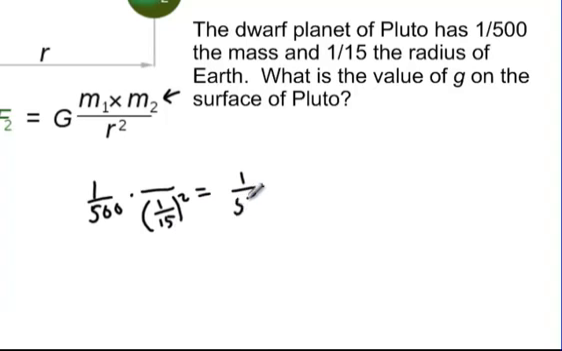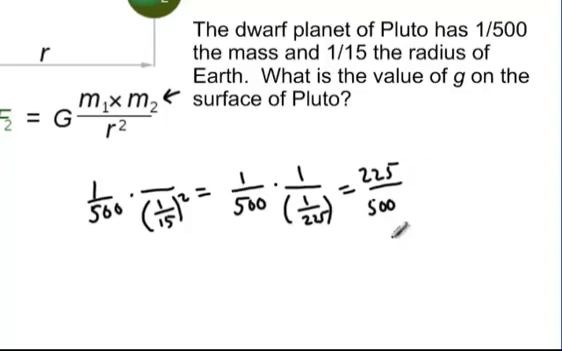We still have 1/500th from the top, because that's proportional. But 1/15th ends up being 1/225. And what happens when we have a denominator on the denominator? It comes up to the numerator. So 225 is on the top, 500 is on the bottom, and that is how many times gravity there is.